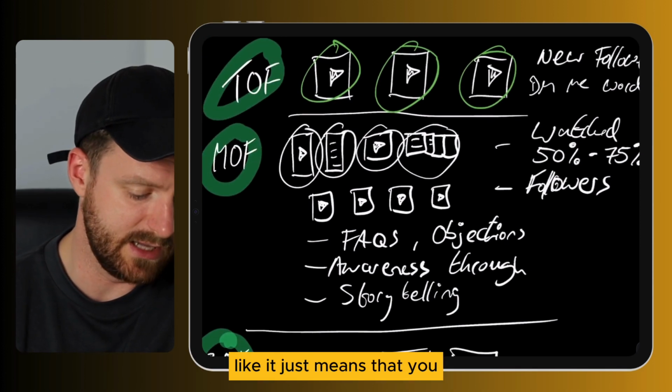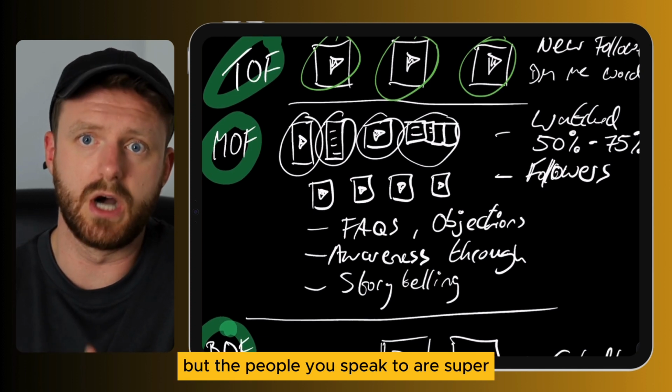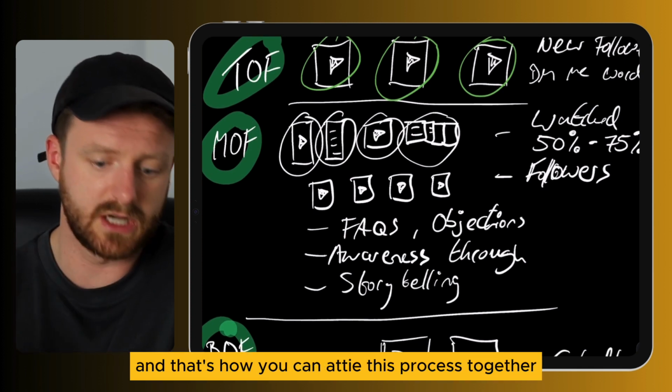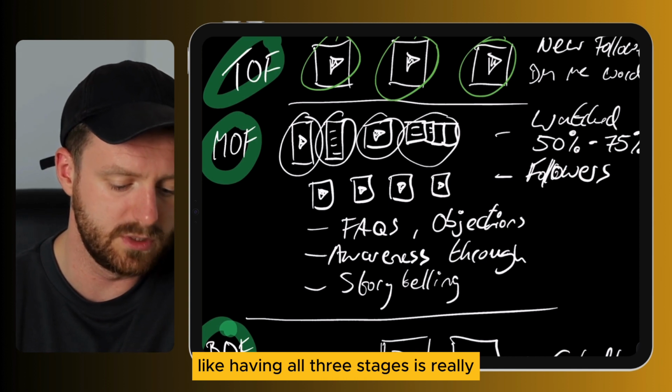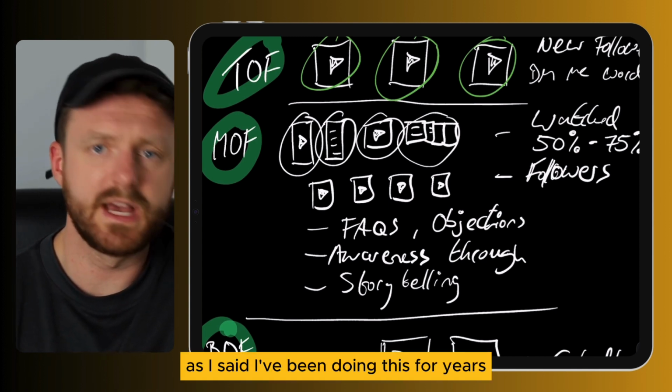And again, it just means that you speak with fewer people, but the people you speak to are super qualified. And that's how you tie this process together. Having all three stages is really powerful, as I say, I've been doing this for years.